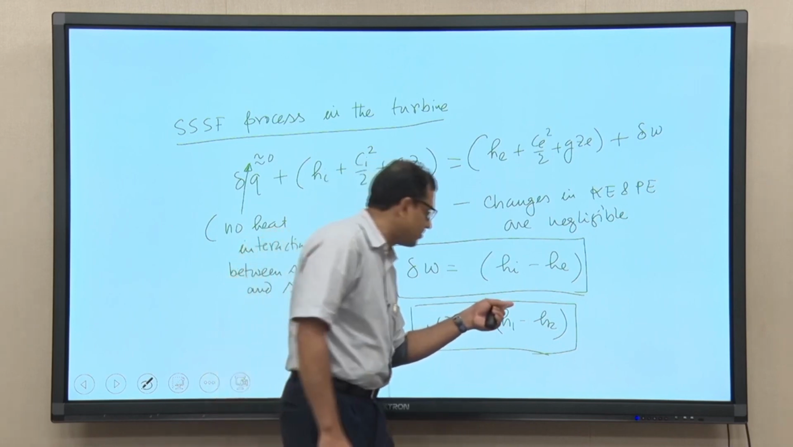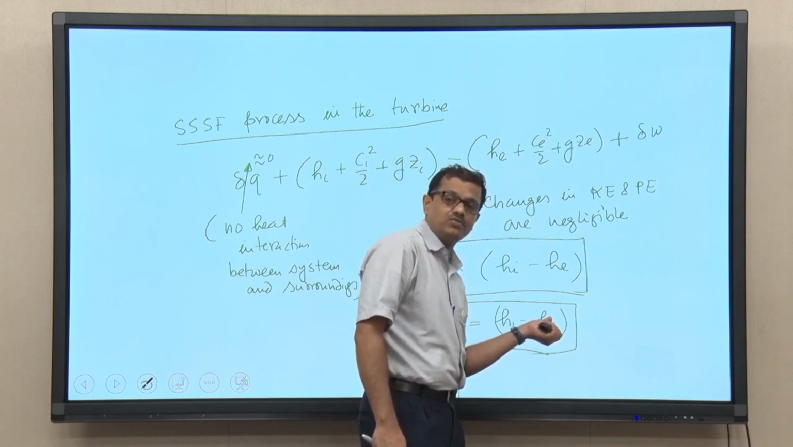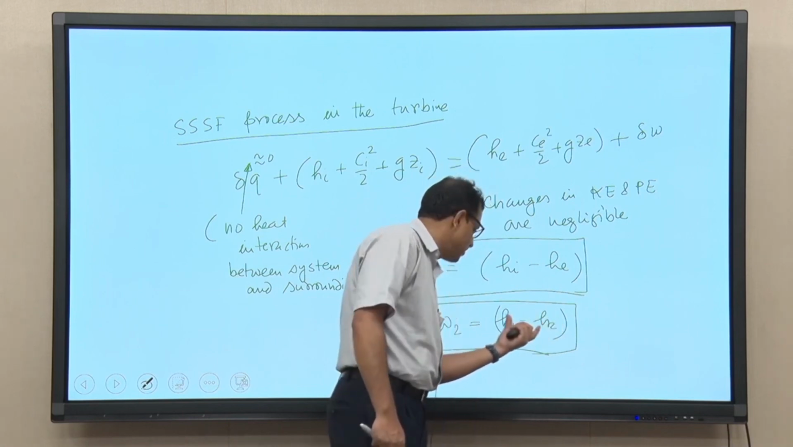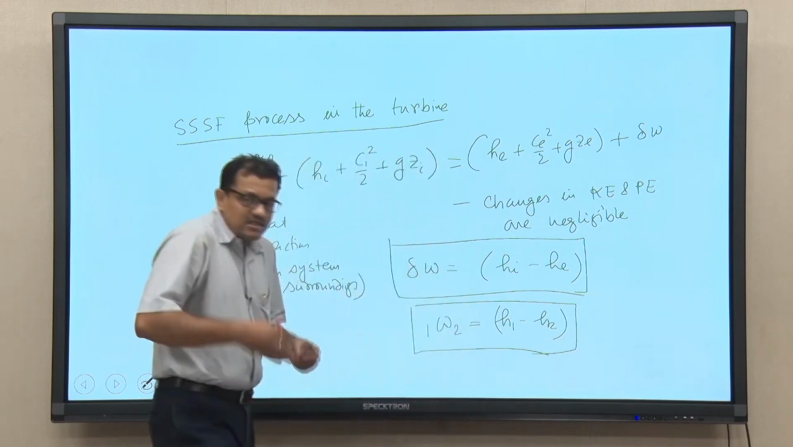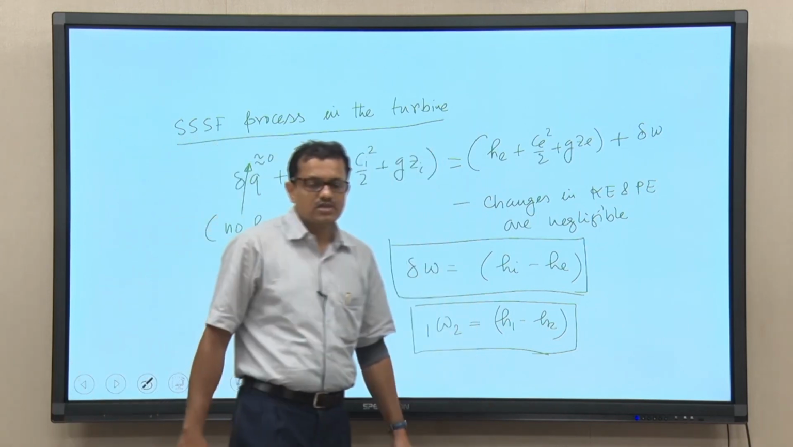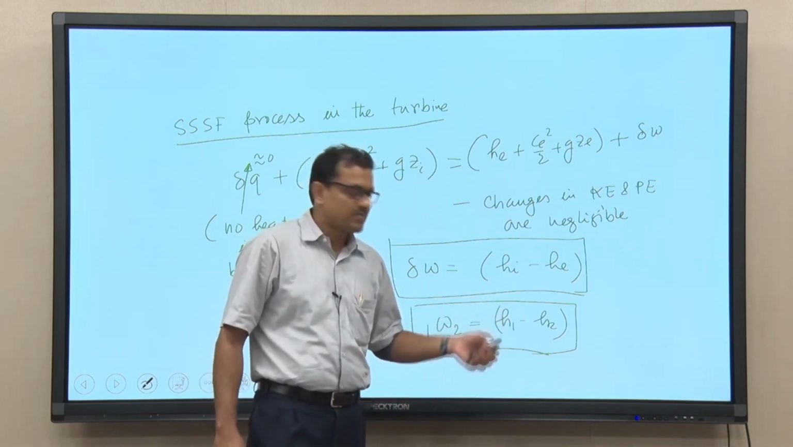So, can we do something so that the enthalpy at the exit of the turbine should be minimum? If it is minimum, we will have maximum work output. These are the several issues that we will come to know only if we can frame the equation mathematically.